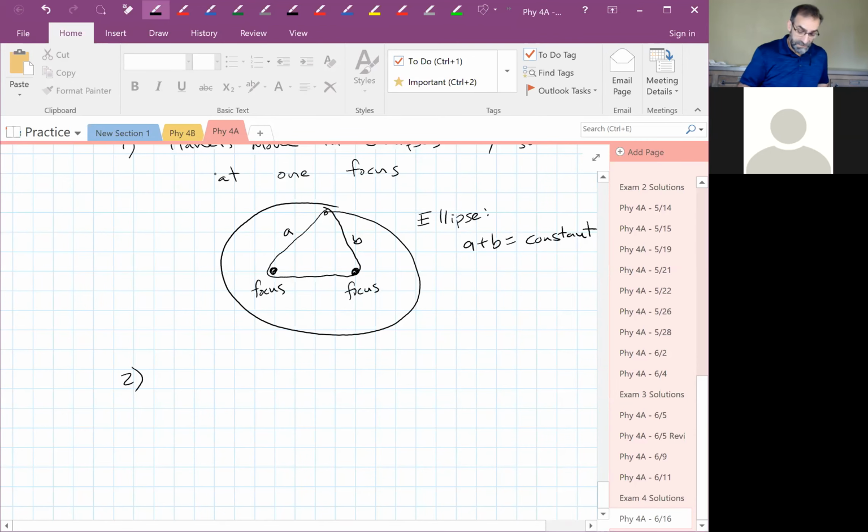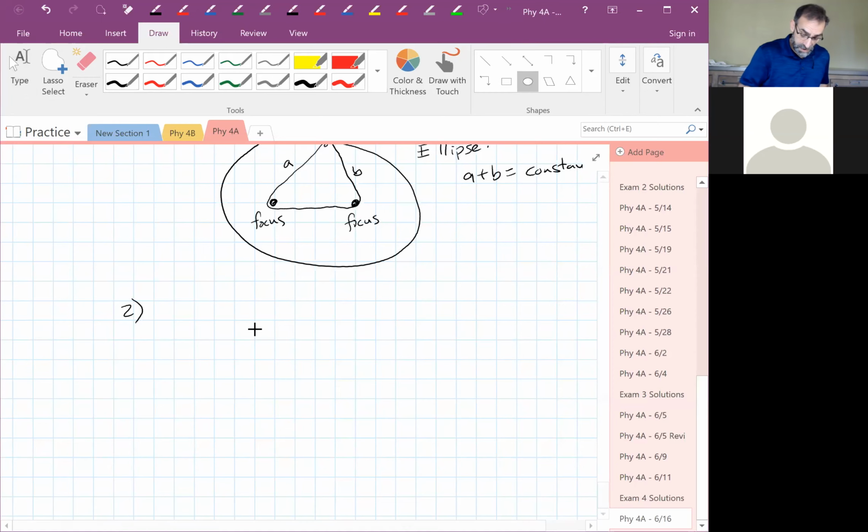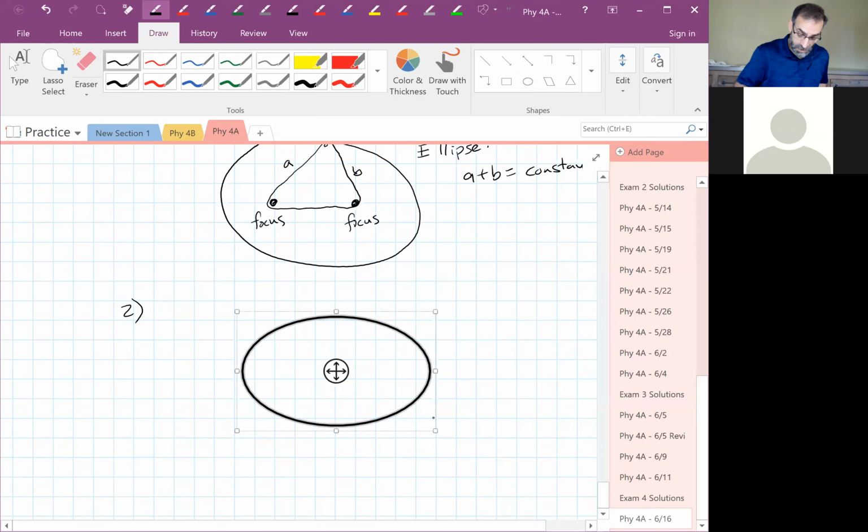Second thing he said, I'm not going to try to freehand an ellipse anymore. I'll just pick a tool.